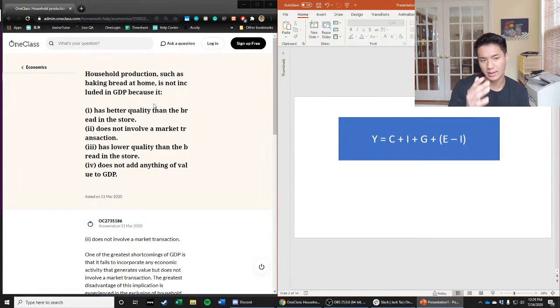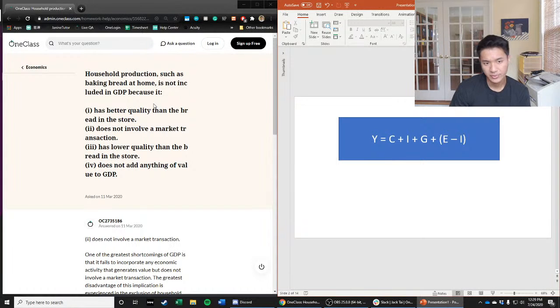So let's break this down to the answer choices. One says it's not included because it is better quality than the bread in the store. If anything, that means it should be included at a higher level than the bread that we already count that is in the store, right? So that's not really going to get us anywhere. Two says it does not involve a market transaction, and this is what we were really getting at, right? There's no records of the financial transaction going into this bread production, so we can't really measure it adequately, right? And so two is going to be a really good answer.